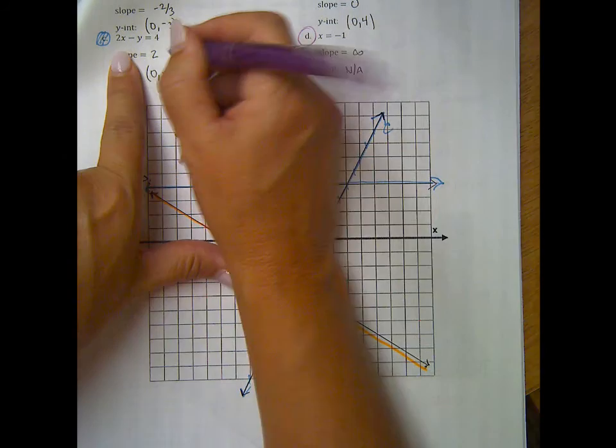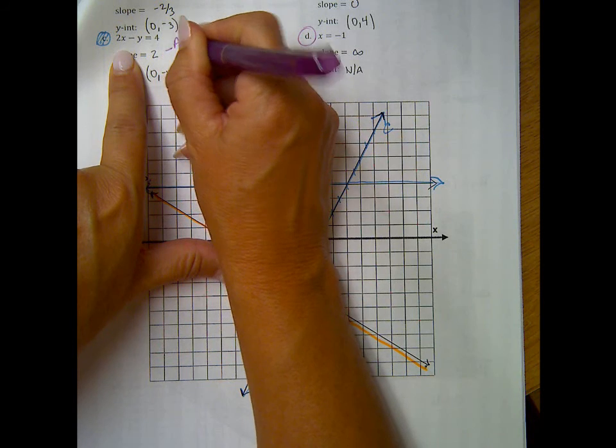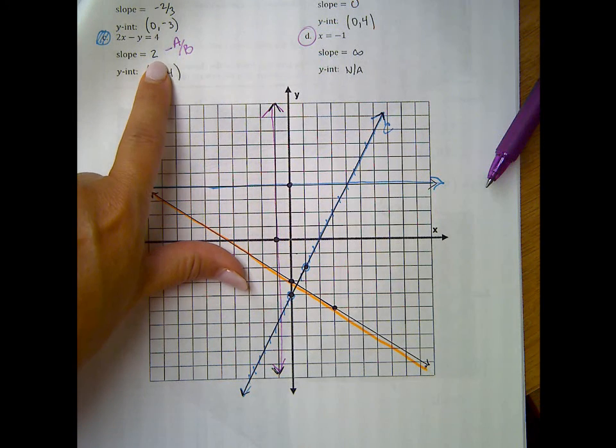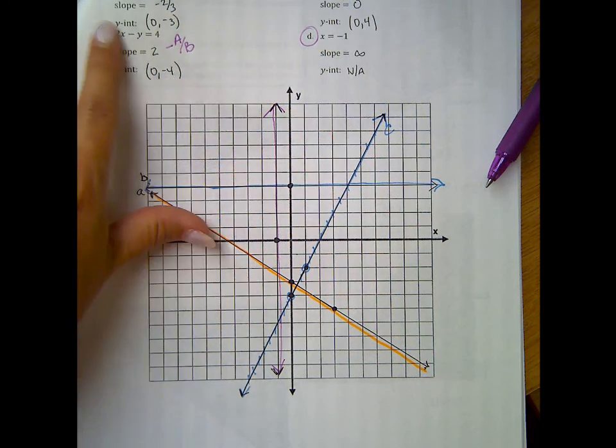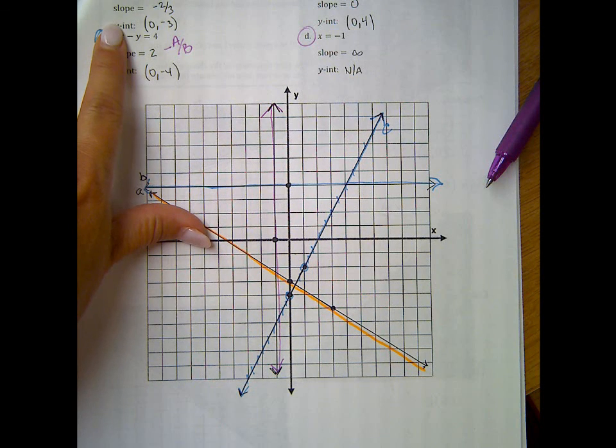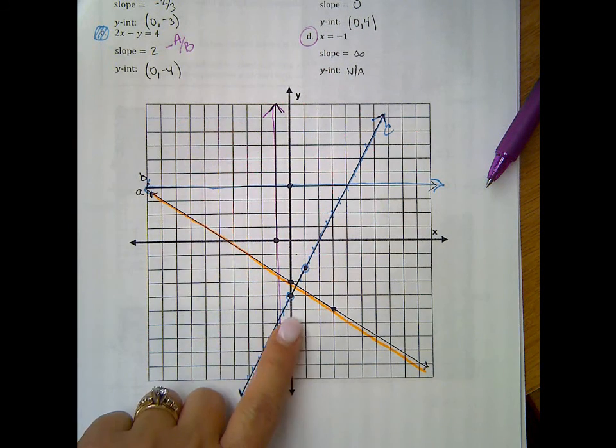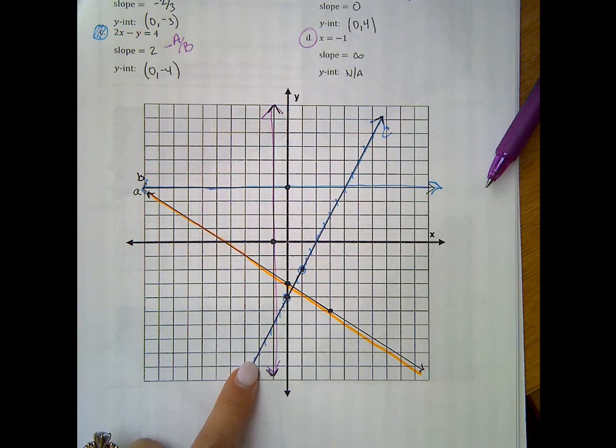Here's a standard form. Remember, the slope of a standard form is -a/b. So your slope is 2. Your y-intercept, remember, we can just plug in 0 for x. The y-intercept is -4. So there's that line right there, C.